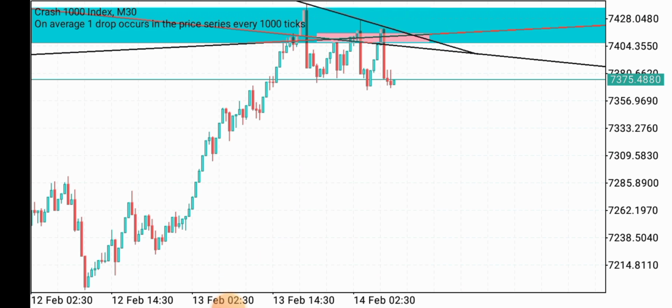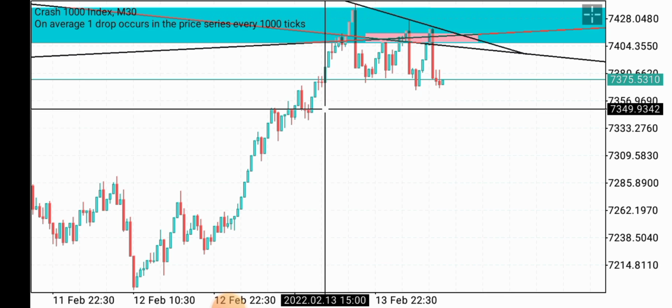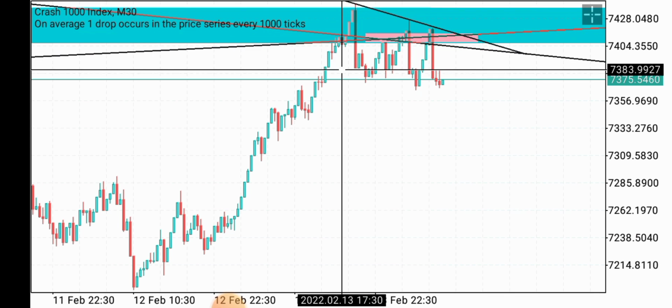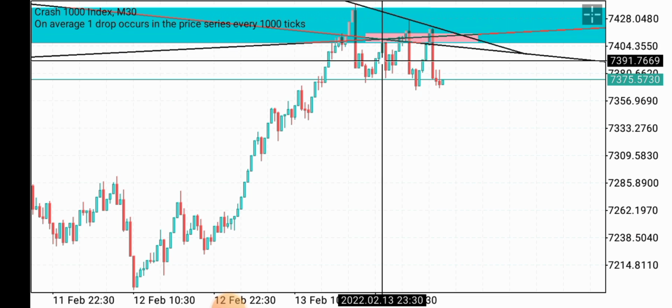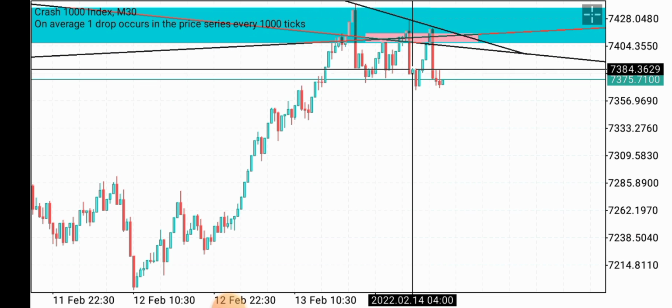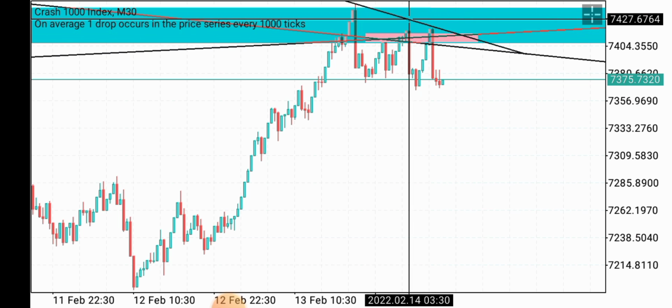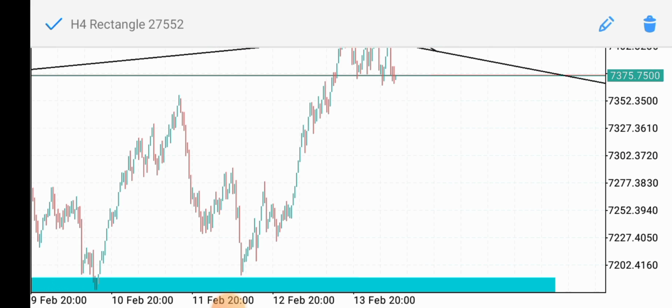There's a way in which Boom and Crash usually spikes sometimes. So you see that when it forms this pattern, I call it the not so perfect double top. I usually call it that way. When it forms this not so perfect double top, it usually comes back in most attempts to retest the zone before it continues moving. All right, so what I usually do is I wait for it.